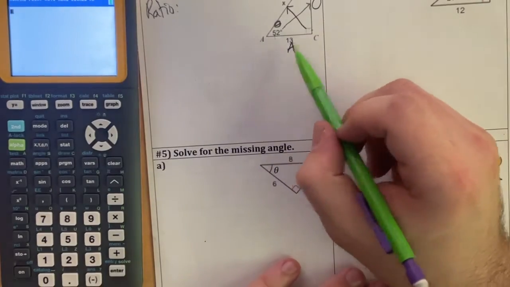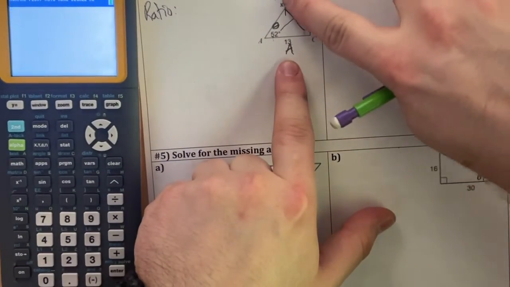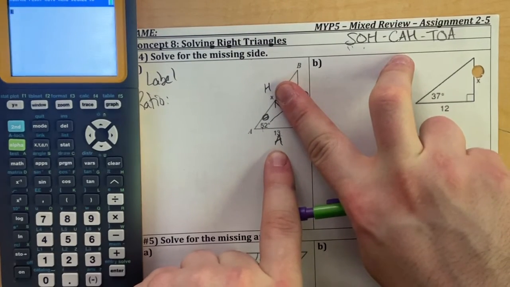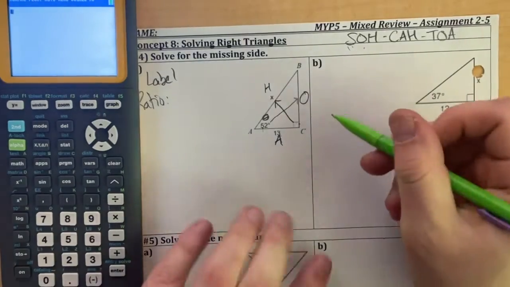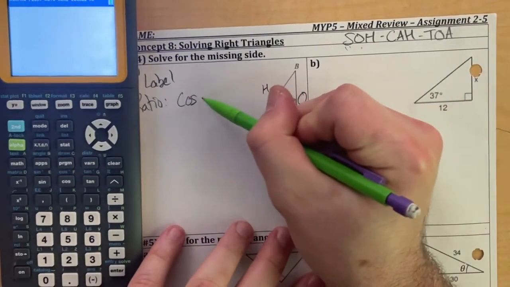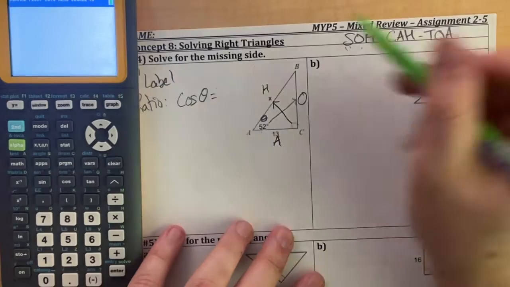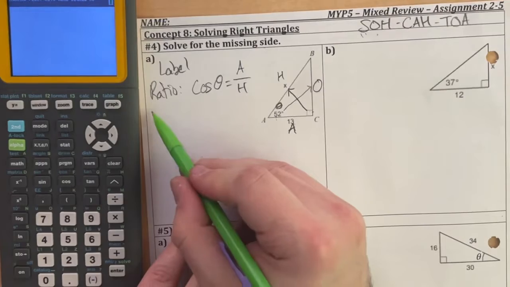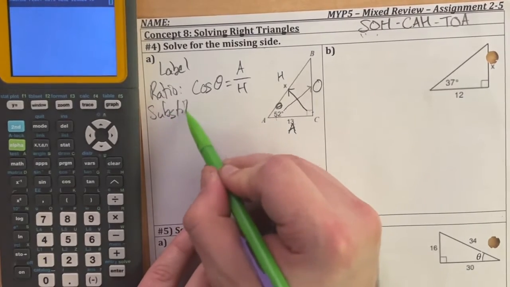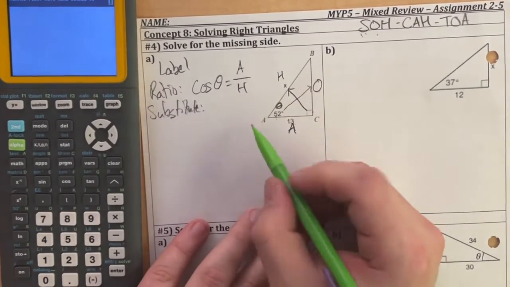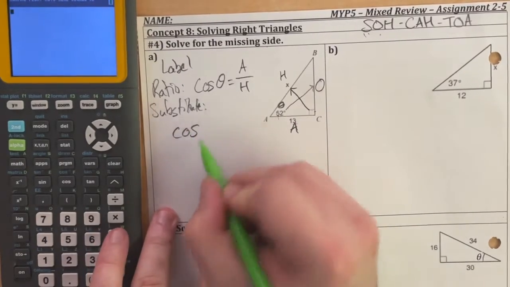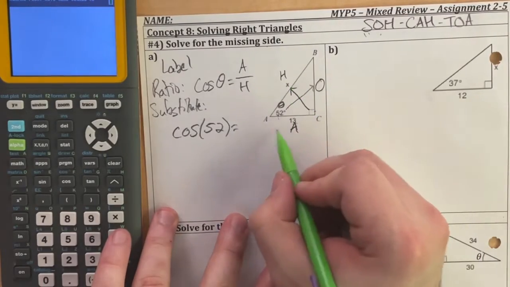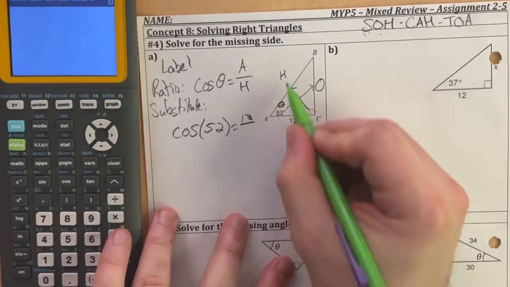Well, I have A and I have H, so I'm going to use the cosine. So make sure you have A and H, that is going to be your cosine. So I have cosine of theta is going to be equal to adjacent over hypotenuse. I can substitute my values in for my variables. So I have cosine of 52 degrees is going to be equal to A over H, so I have 13 over X.